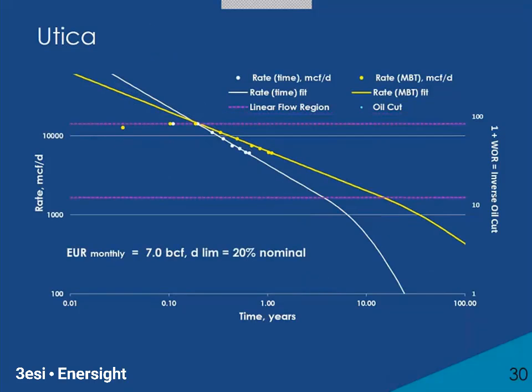And then the next well that I'm showing you is a Utica well. Again, daily data merged into monthly. You can see how clear this is. We've definitely not reached the end of linear flow, so we need to make some assumptions. For this plot, I've assumed a 20% nominal terminal decline.